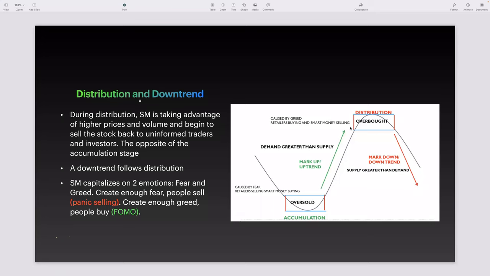And they want to create greed so that you're trying to buy up here in the distribution, and then they want to create fear down here when you're trying to sell it off, when meanwhile they're accumulating, scooping all them shares up at this cheap price, okay? And we are going to learn how to do that, because if they can do it, we can do it, and we can do it 10 times better because y'all have me as a mentor.